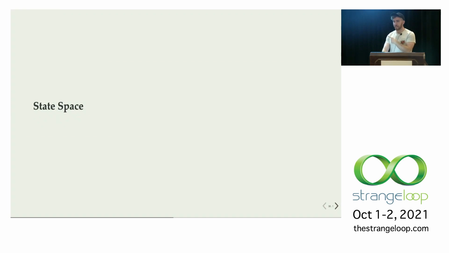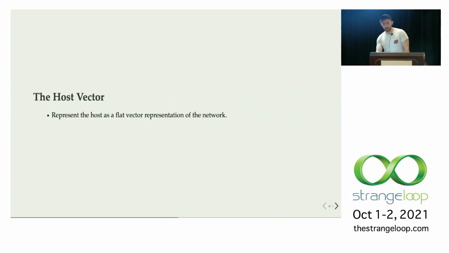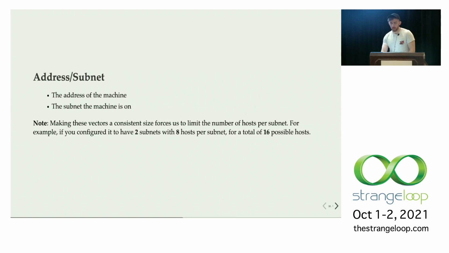Let's talk about the state space that I made, so you guys can argue with me over whether it's complete or not. First, our environment that we're representing here, the atomic data structure is going to be the host, right? So we're going to represent the host as a flat vector, and there will be many hosts. First, we want to store the information of the address in the subnet and make that available to our agent.